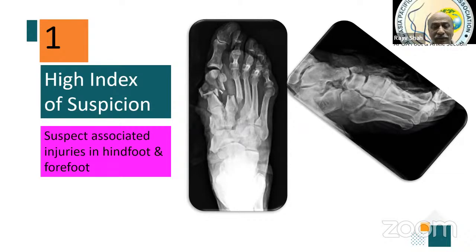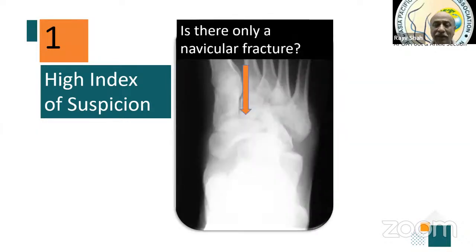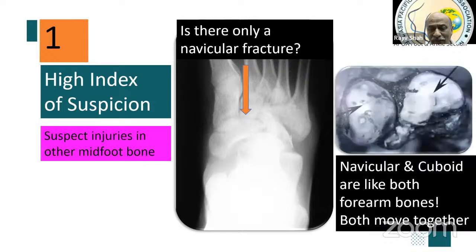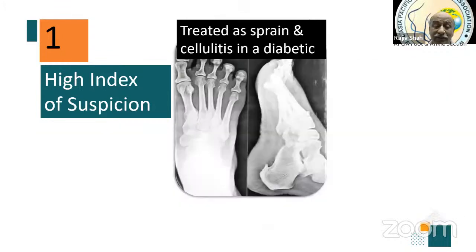So when you have a documented midfoot trauma, you must suspect injuries to the hindfoot or forefoot and look for them. Now, look at this. Is there only a navicular fracture? This is how it was treated, as only a navicular fracture. But there was also an association of a cuboid fracture, a cross cuboid fracture. So navicular and cuboid are like both forearm bones. They move together. So if you suspect injury of one bone, you should suspect a radiologically undetectable injury of the other bone.